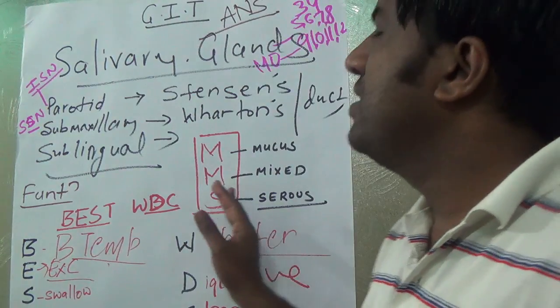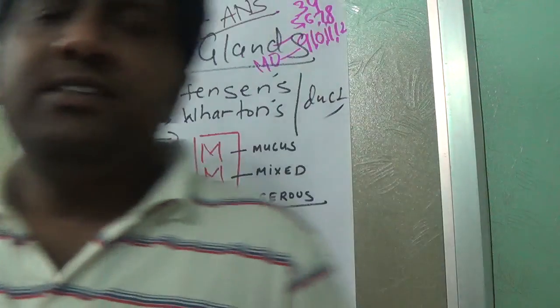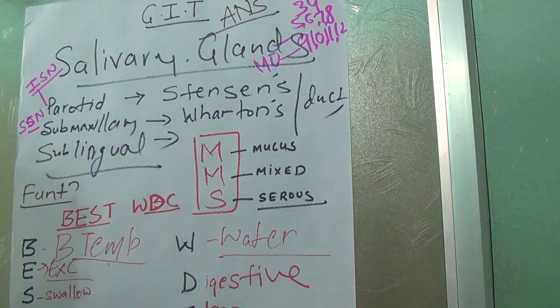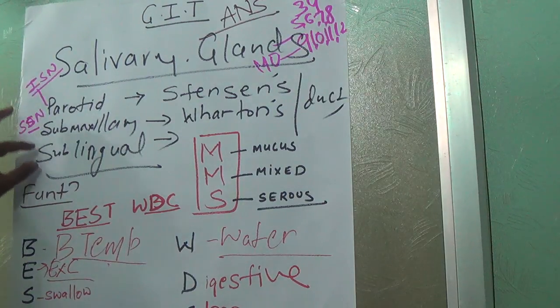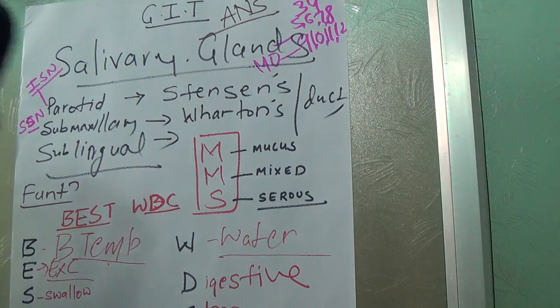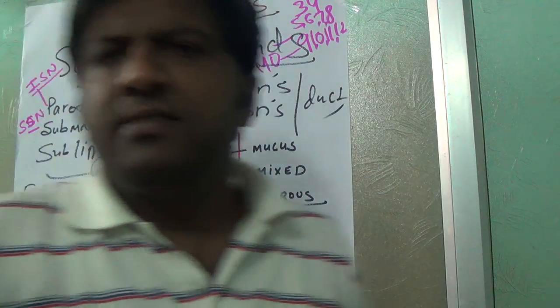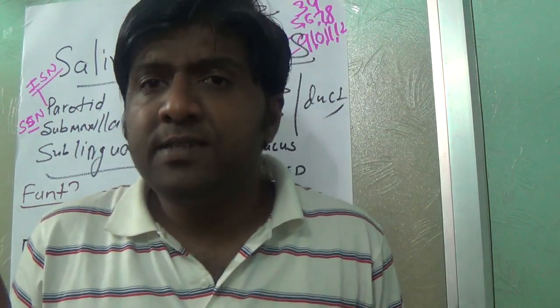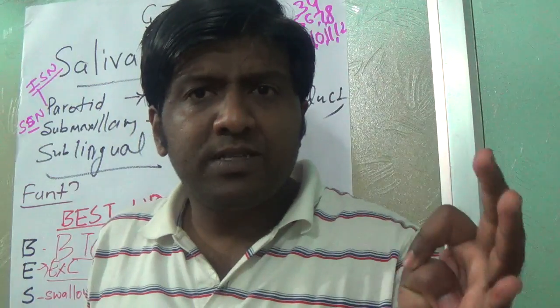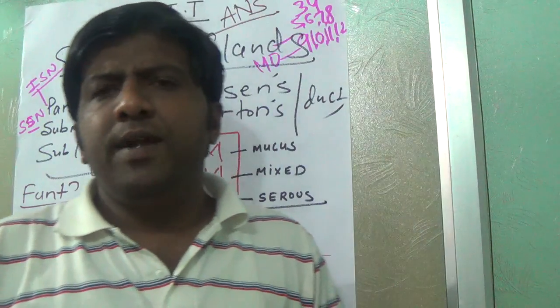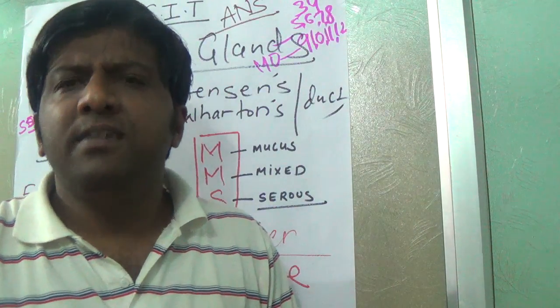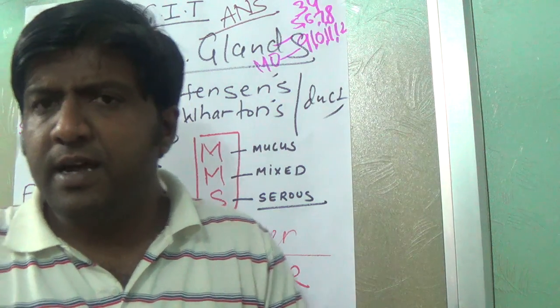I told you about the glands. There are three major glands: parotid, submaxillary, sublingual. Next is how we can classify the salivary glands. Simple, MMS: serous gland, mucus gland, mixed gland. Serous is more thin, mucus is a bit thicker.